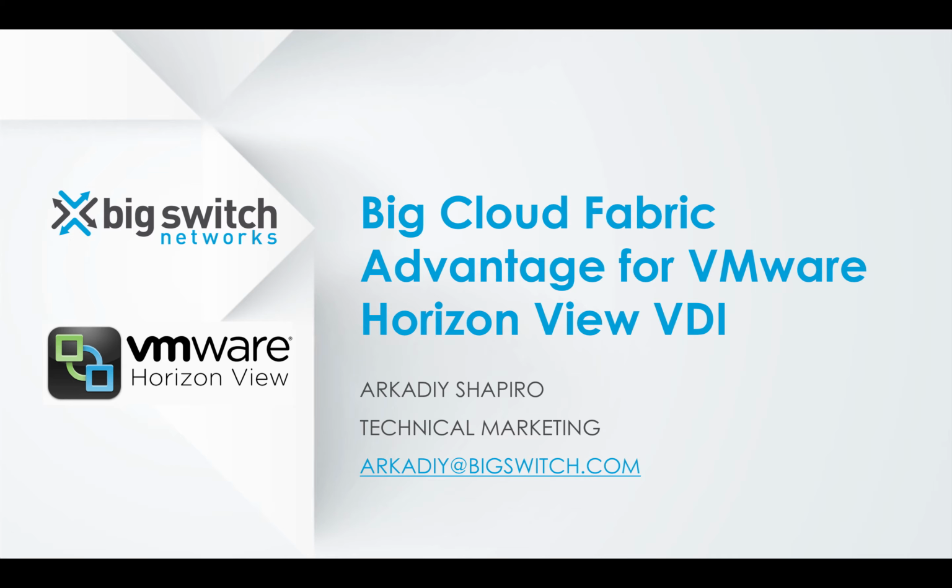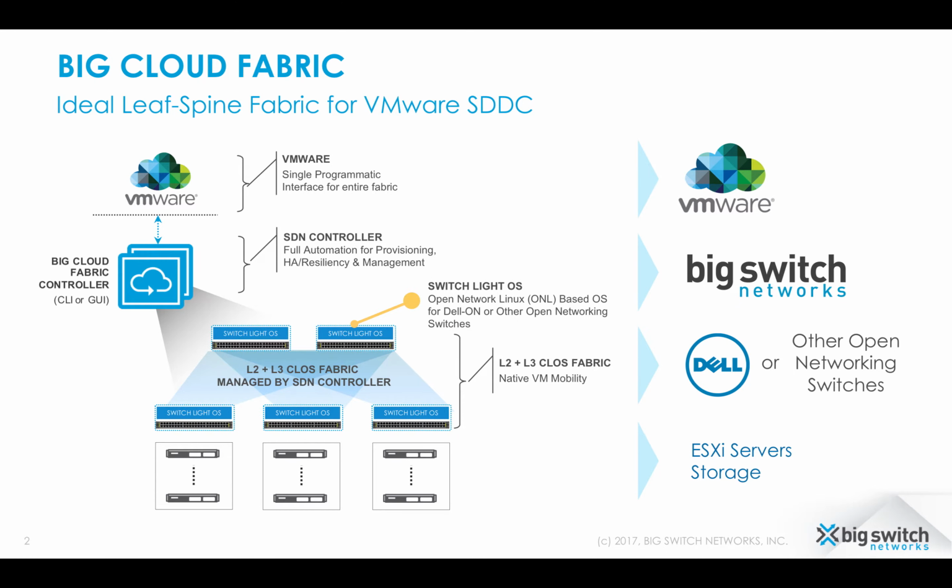Hello! In this video, I will describe the advantages of deploying and operating VMware Horizon View virtual desktop infrastructure on top of Big Cloud Fabric. Big Cloud Fabric brings simplicity, network agility, and other benefits of virtualization to data center networks through a controller-based software-defined networking fabric. The fabric is based on a leaf-spine architecture with open networking hardware running switch-lite operating system.